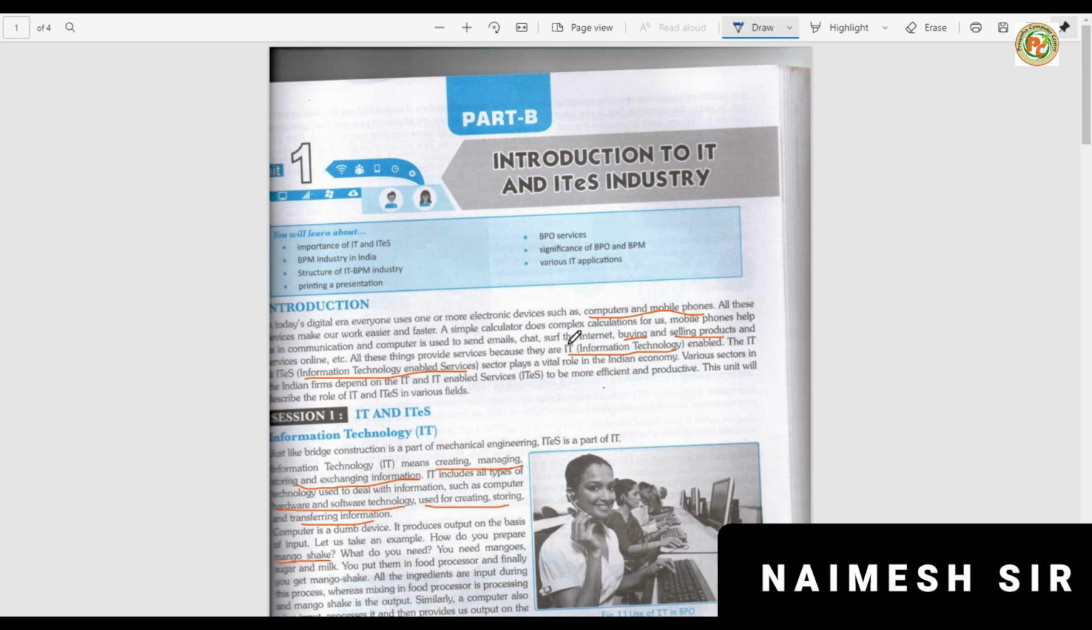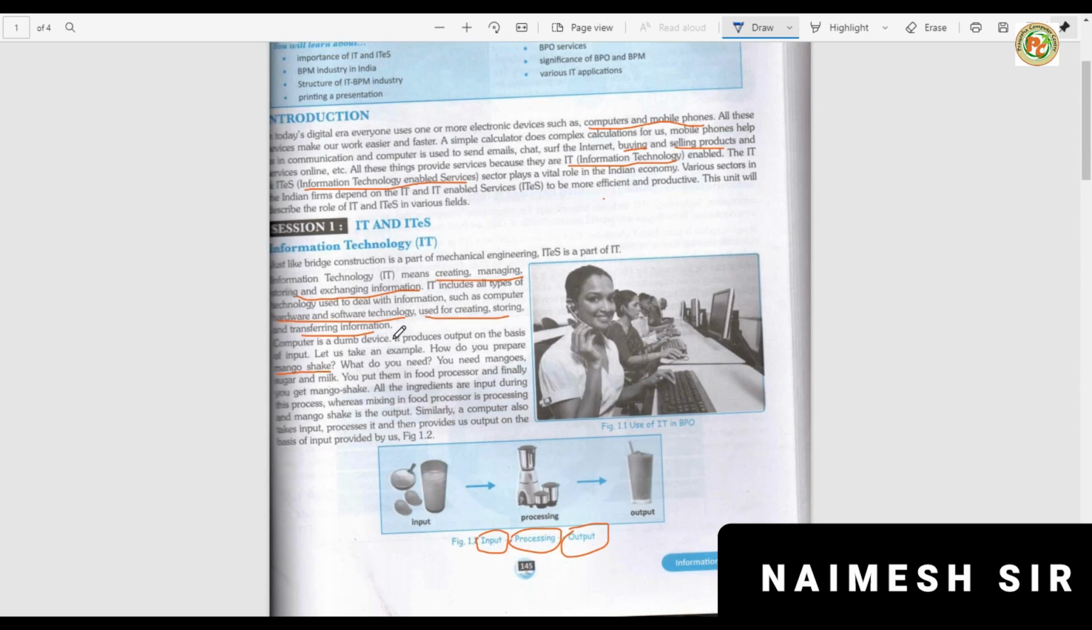Now we should know the full form of IT. IT stands for information technology. The services that are enabled by IT are called ITeS, means information technology enabled services. Now we should differentiate between IT and ITeS. In the current era it is like a bridge for communication between people and all the information, like mechanical engineering makes a bridge. Similarly here IT and ITeS are called the bridge.